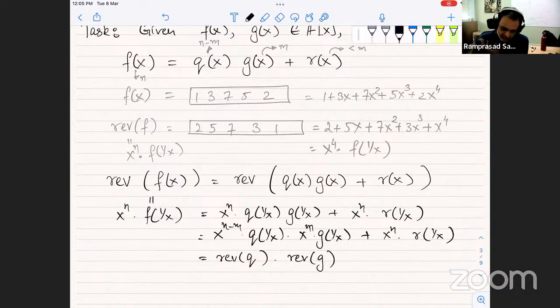But on the other hand, the best I can say at this point is that this last term is x^(n - deg r) times the reverse of r. This is one of those situations where there are some trailing zeros, so when you reverse it, it's going to be divisible by some power of x.